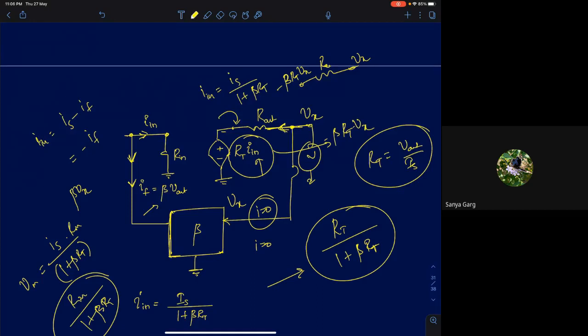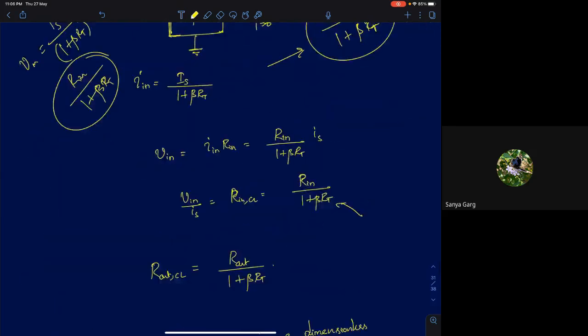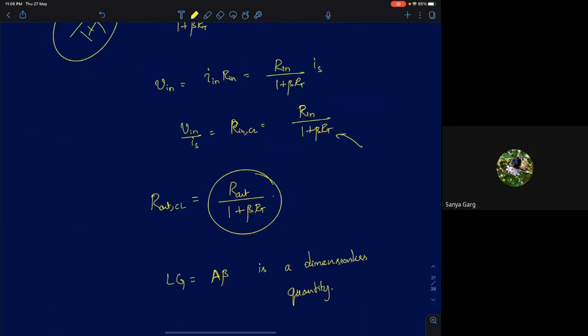The current has increased. So what do you think would have happened to the output impedance as far as the voltage source is concerned? Same voltage, but it is seeing a large current being drawn. So it's going to think that the impedance has decreased. So it decreases by a factor of 1 plus beta RT.